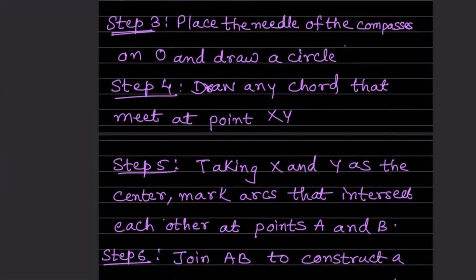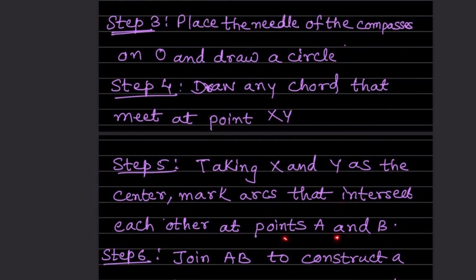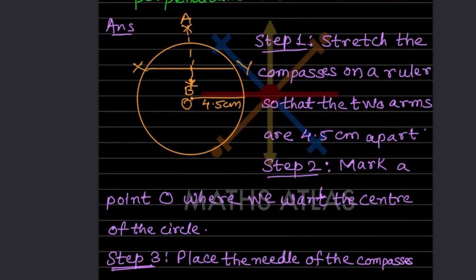Taking X and Y as centers, mark arcs that intersect each other at points A and B. So from here you will randomly put an arc over here. Again you will put your compass over here and put the next arc over here. And can you see this, wherever these two arcs join, you have to just put a point over here. So whenever you are joining it, can you see here? This is the B point. You can put any, I just put here A and B.